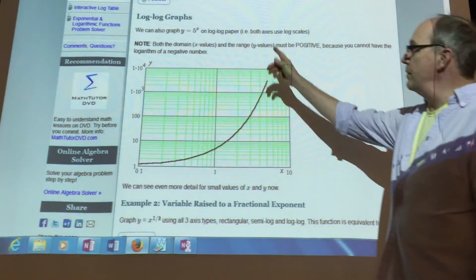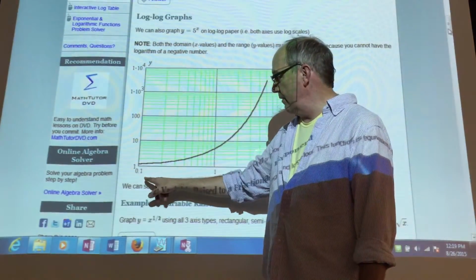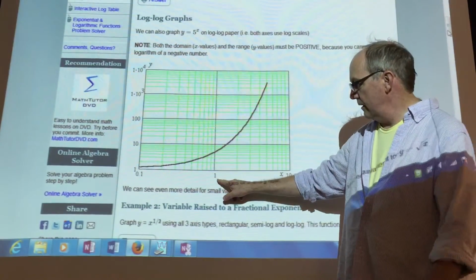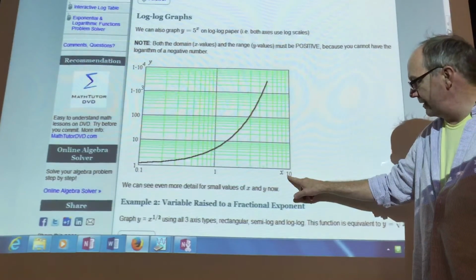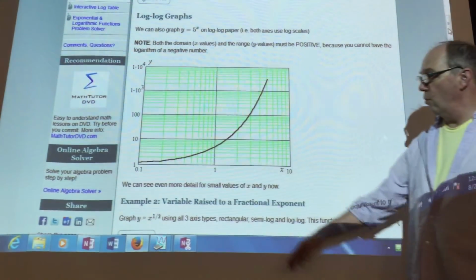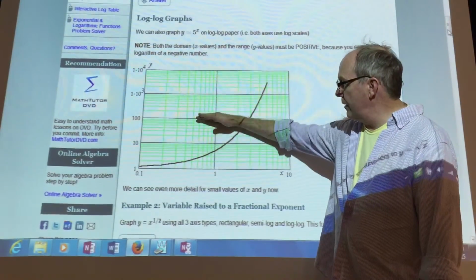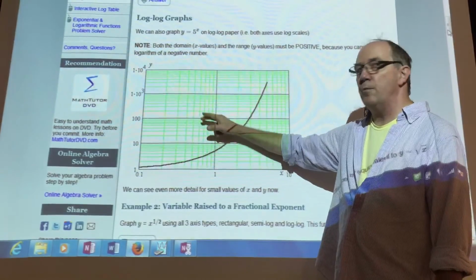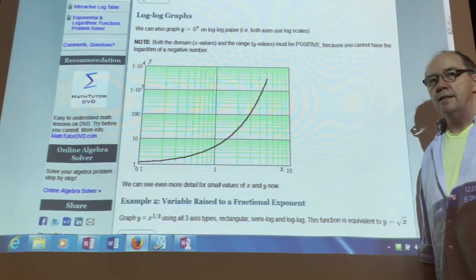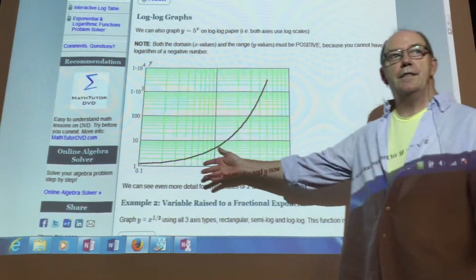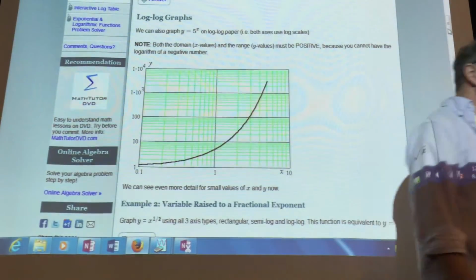And this one happens to be a log example. 0.1 to 1, and then from 1 to 10. So again, it's not even. What is evenly spaced are these black lines, and these black lines indicate powers of 10. That's the log nature of the graph. It goes by powers of 10 instead of being linear.